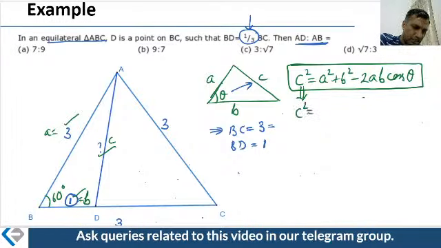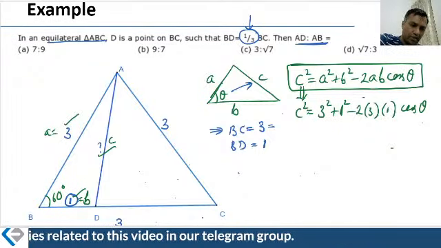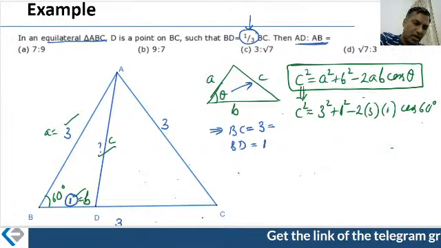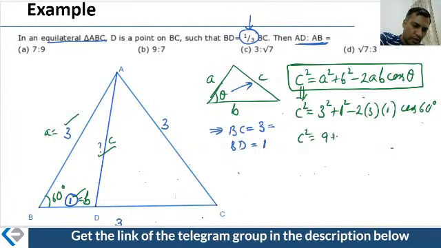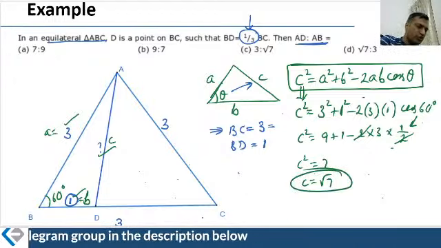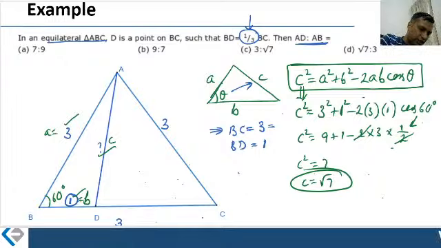C square is equal to A square, 3 square, plus B square, 1 square, minus 2 into 3 into 1 into cos theta. What is theta here? Cos of angle 60, which is nothing but half. Therefore, C square is equal to 9 plus 1 minus 2 into 3 into half, so this gets cut off. C square is equal to 7, therefore C is equal to root 7.